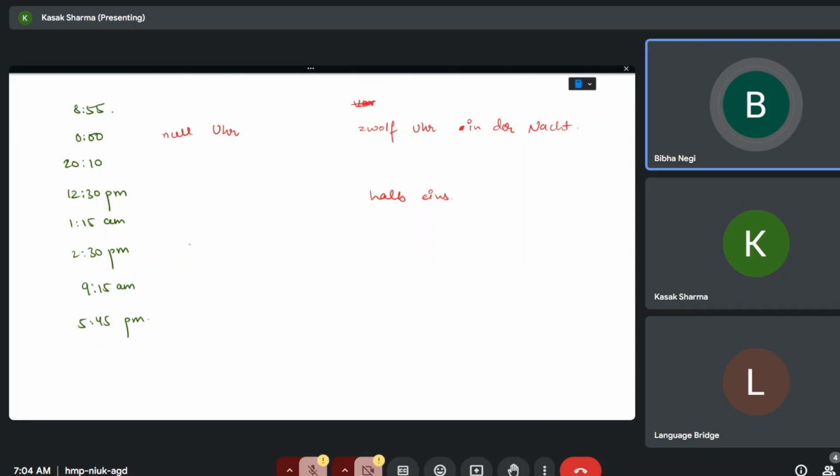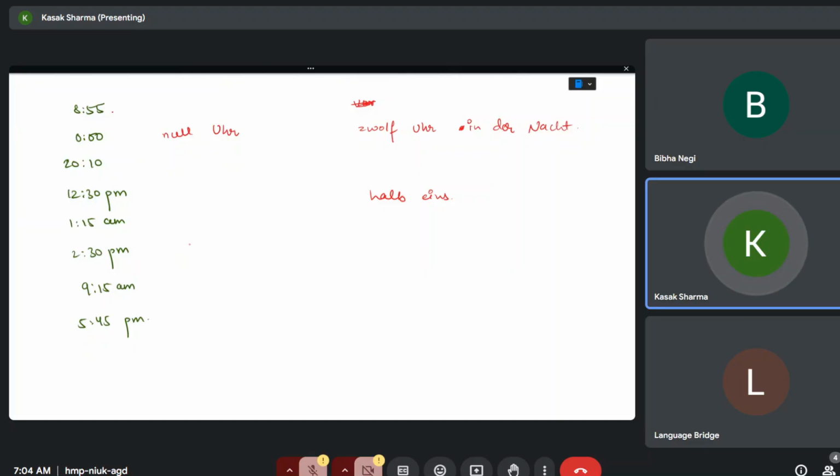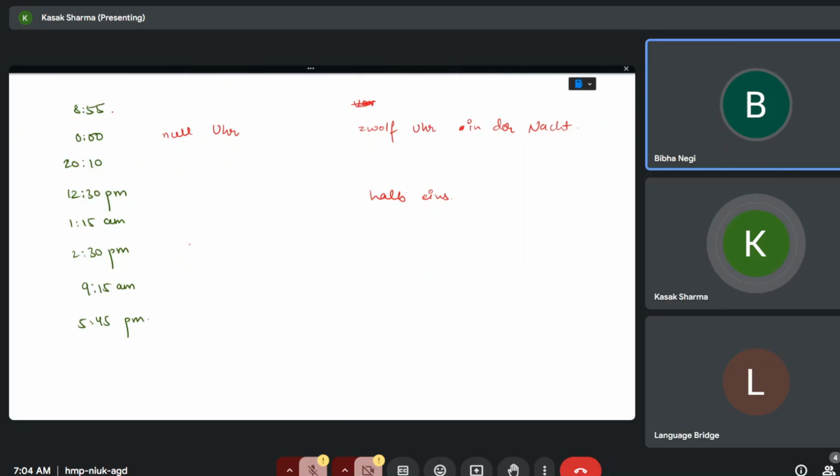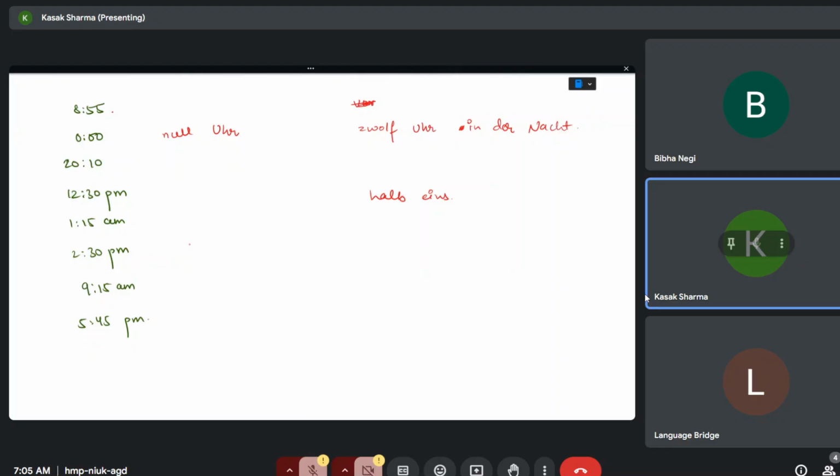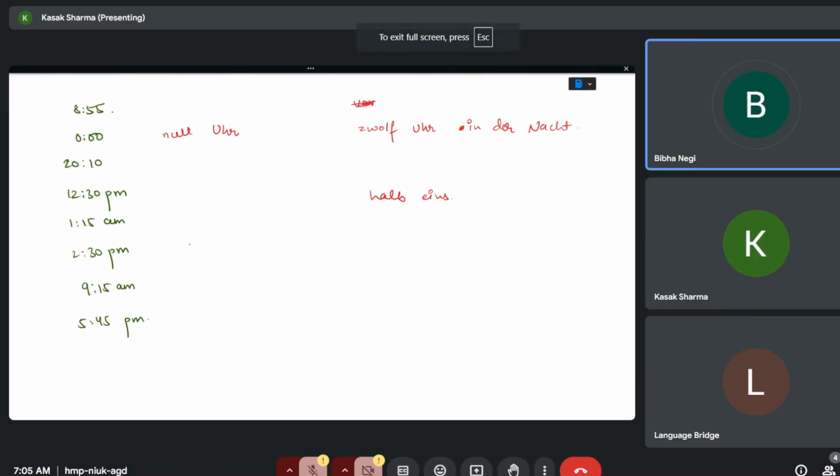1:15 will be "ein Uhr fünfzehn", and informal will be "Viertel nach eins". Okay, 15 minutes after one. And 2:30 will be "zwei Uhr dreißig".